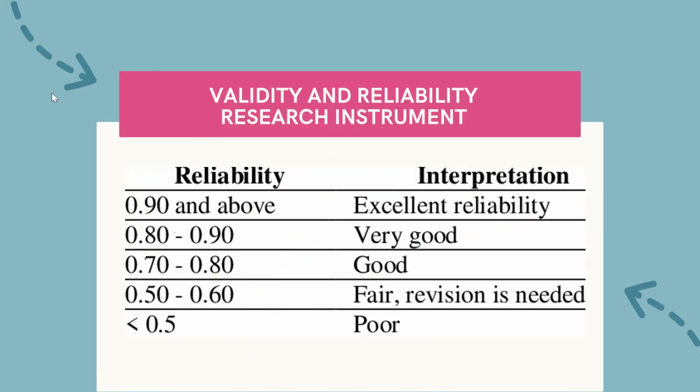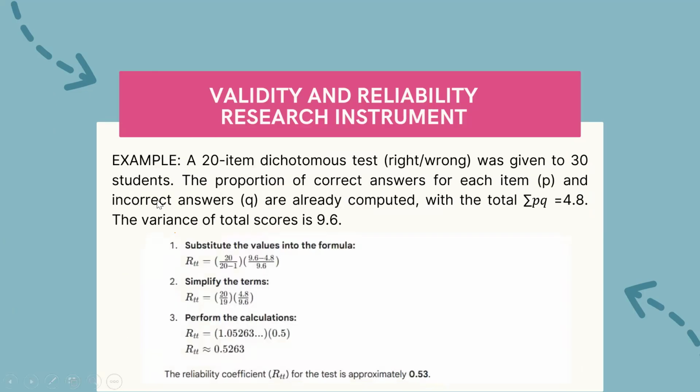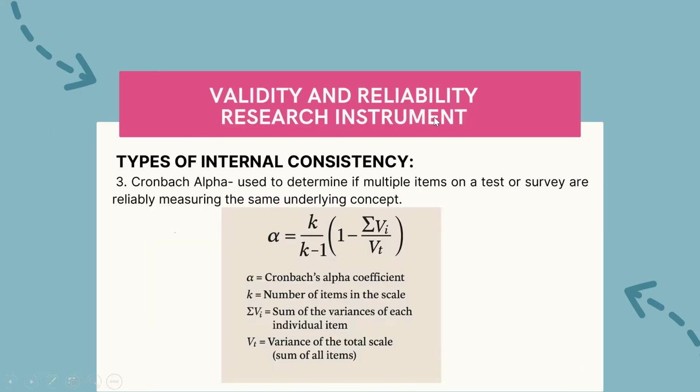And to tell you honestly, this is the most common type of internal consistency reliability test. So here, we are going to use what we call Cronbach alpha. It is used to determine if multiple items on a test or survey are reliably measuring the same underlying concept. Again, this is commonly used.